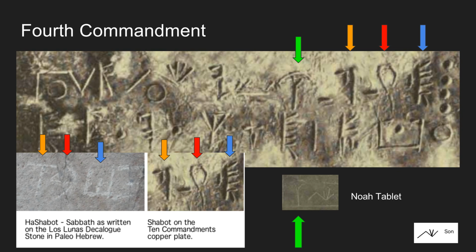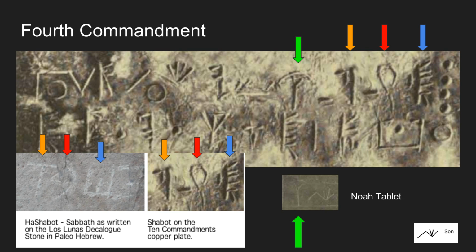And how do you say Sabbath in Hebrew? Well, the answer is Shabbat. And so I decided to compare the word Shabbat from the Los Lunas Decalogue stone to what we have here. You'll notice that with the blue arrows, we have the phonetic SH in both Paleo Hebrew from the Los Lunas Decalogue stone, as well as the phonetic SH coming from the name Shem on our Michigan tablet. And then with the red arrow and the orange arrow, you have a matching B and T.